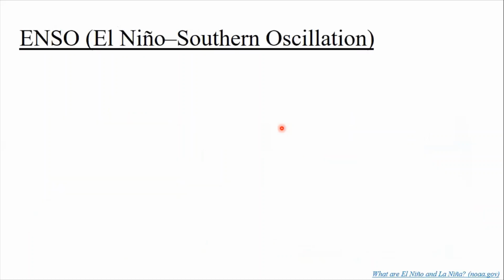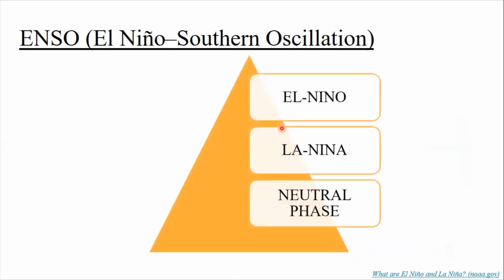As El Nino and La Nina are opposite phenomena, their successive occurrences result in oscillation, and there is one neutral phase where there are no oscillations. Thus, El Nino, La Nina and the neutral phase together contribute and form the El Nino Southern Oscillation, which is also called ENSO.